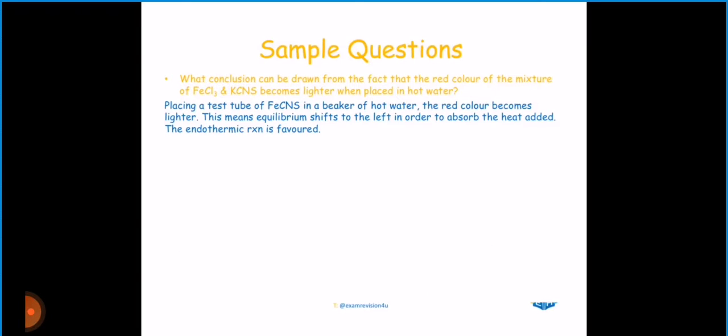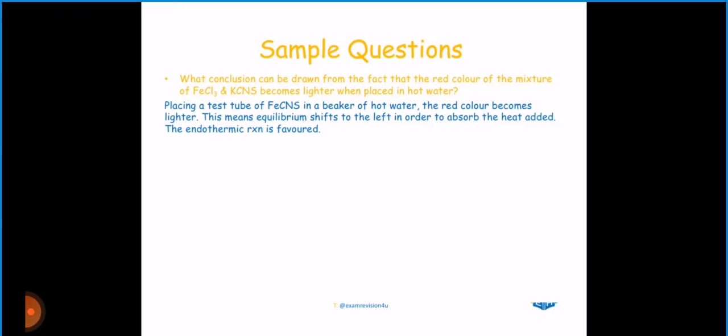So let's look at some sample exam questions that can come up with this experiment. What conclusion can be drawn from the fact that the red colour of the mixture of FeCl3, or iron 3 chloride, and potassium thiocyanate becomes lighter when placed in hot water? So we know that the red colour becomes lighter when it's placed in hot water because the endothermic reaction is favoured, because heating is a stress, and in order to counteract that stress, you'll want to have the cooling reaction, which is an endothermic reaction.